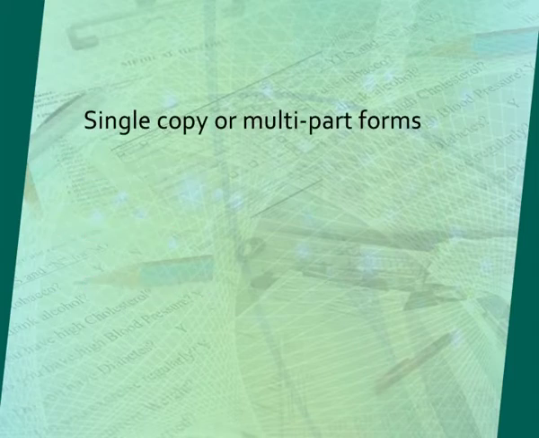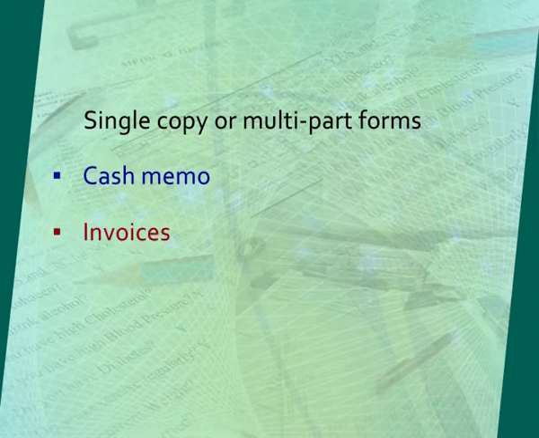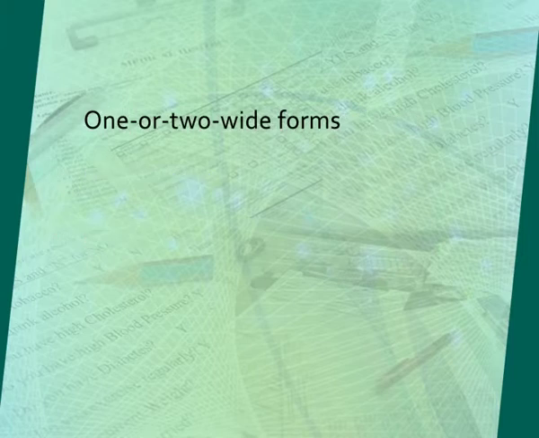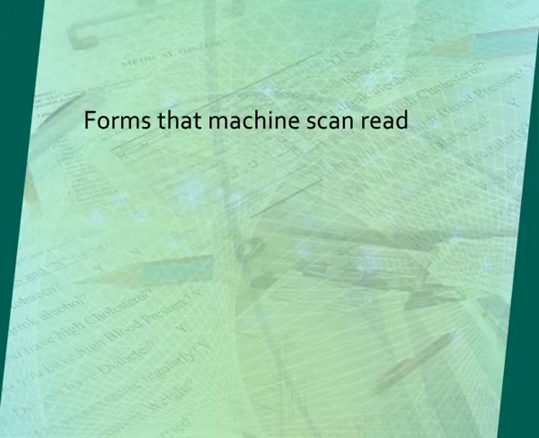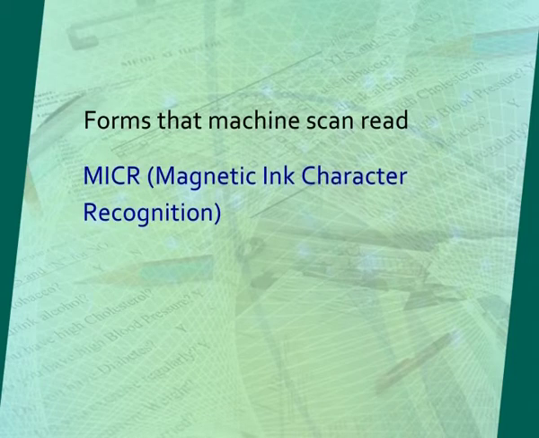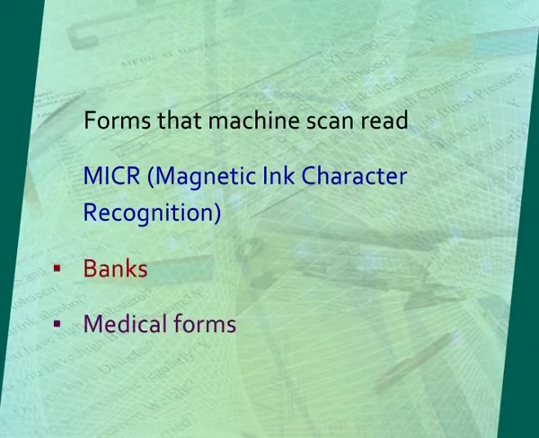Number 3, single copy or multiple part forms, for example, cash memo, invoices. Number 4, one or two wide forms, admission forms. The example for the 5th is plain punch cards, that is, employee records and attendance. Number 6, forms that machines can read, for example, MICR, magnetic ink character recognition, that is used in banks, and medical forms.